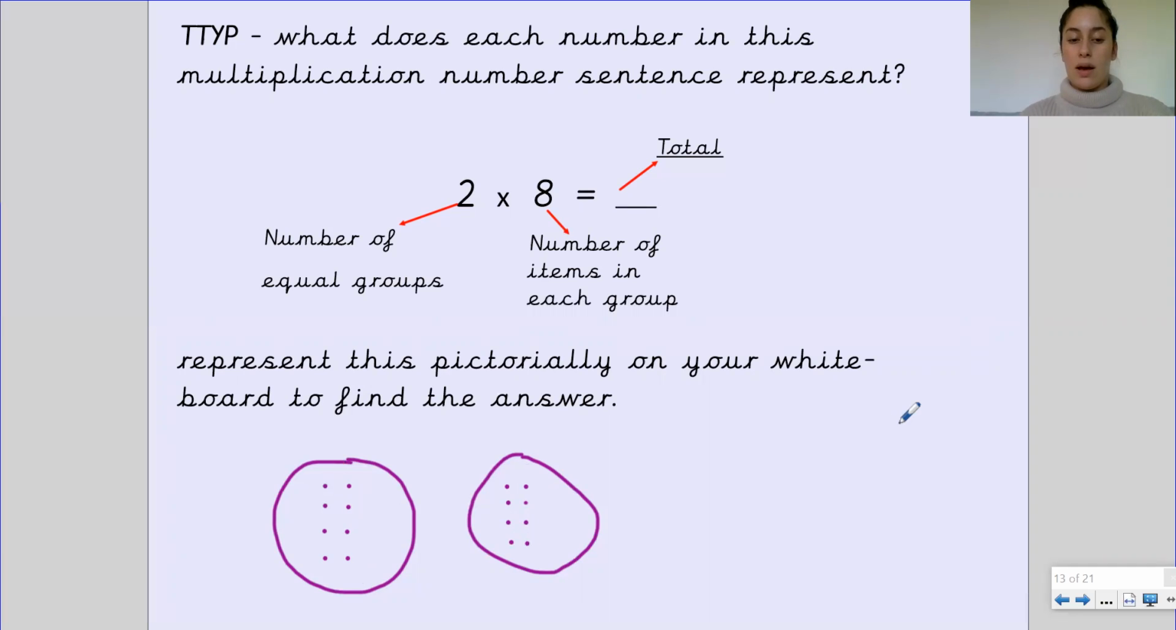So now we can easily count in twos to find the answer and find the total. So count with me in twos. 2, 4, 6, 8, 10, 12, 14, 16. So 2 times 8 equals 16.